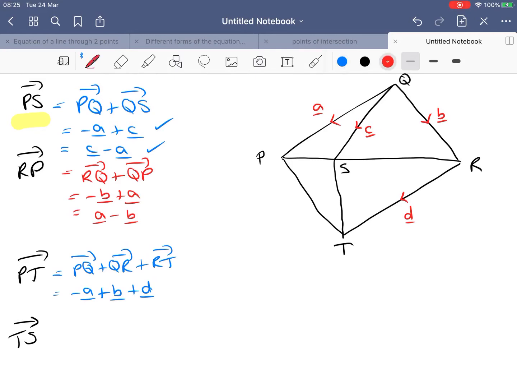And the last one, so we're going from T to S. So let's have a look. We're going from here to here.